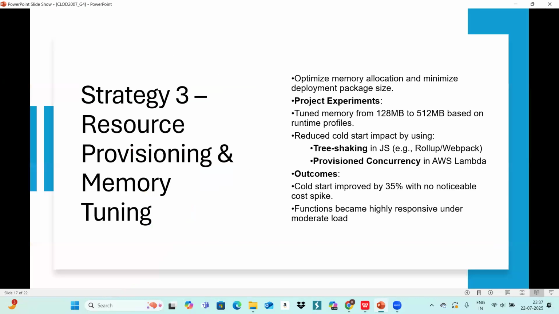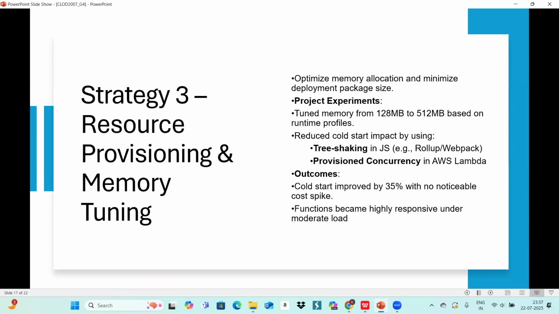The third strategy is resource provisioning and memory tuning. In this, we focused on adjusting the runtime settings to reduce cold start latency by giving the function better resources. We increased memory allocation from 128 MB to 512 MB, reduced deployment package size using tools like Rollup and Webpack, and used provisioned concurrency in AWS Lambda to pre-initialize function instances.